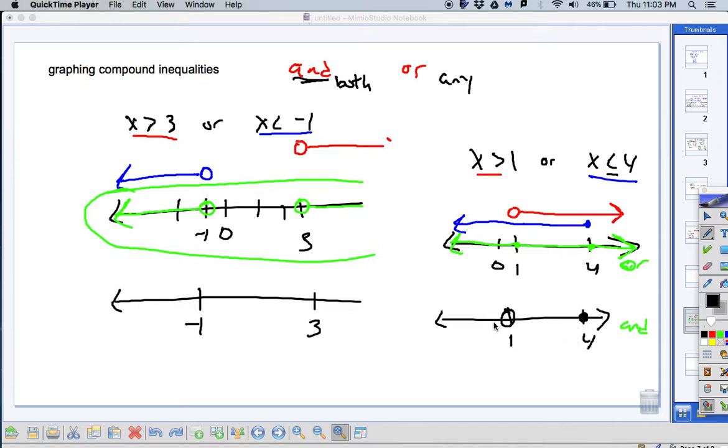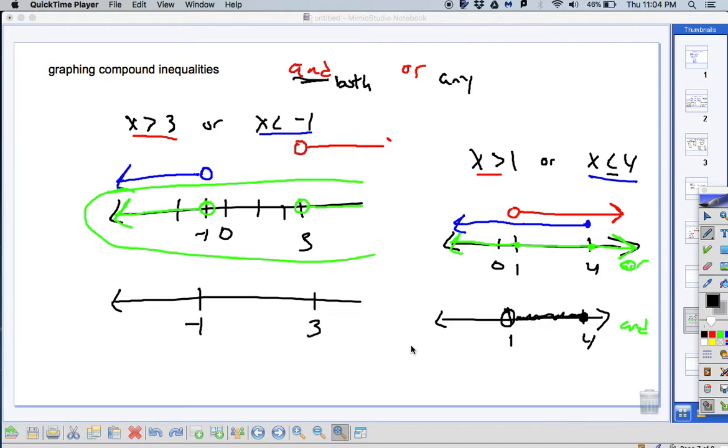And then let's look at each section. To the left of 1, only blue exists. It is not both, so we will not include it. Between 1 and 4, we have both blue and red, so we are going to include between blue and red. To the right of 4, we only have the red one, so we are not going to include it. So we're only going to graph between 1 and 4, open circle at 1 because only blue existed, and a closed circle at 4 because both blue and red existed. So this is the graph for and.